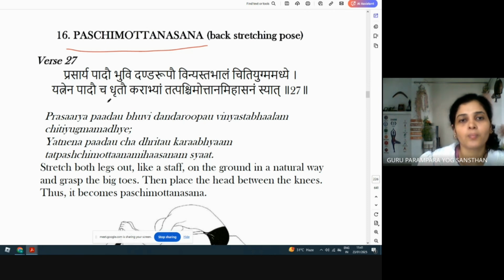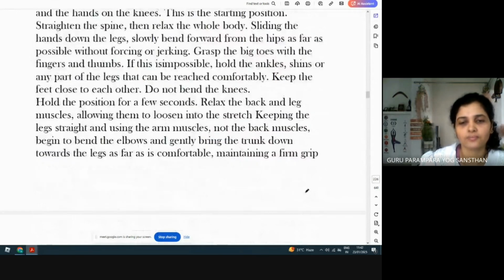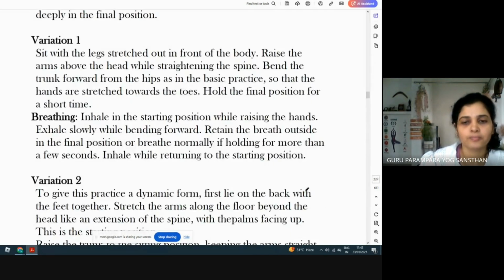Prasarya Pado Bhuvi Danda Rupo Vinyasta Bhalam. You stretch out your legs, and it is called Dandasana or the staff pose. You attain that, then hold your toes. Yatin Pado Dhruto Karabhyam. Kar is your hand. Hold the toes of the legs with your hands and touch your head to the knees. So this becomes your Paschimottanasana. That's it. No benefits here.